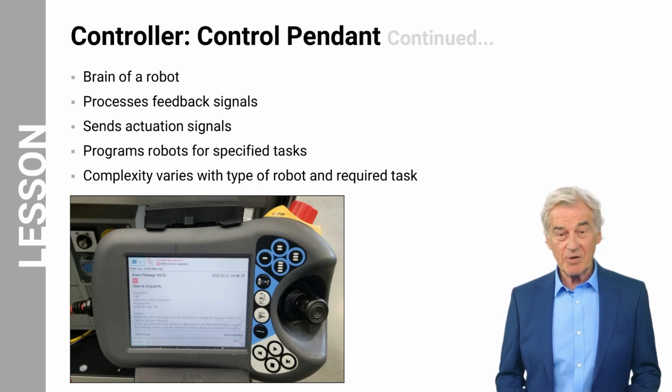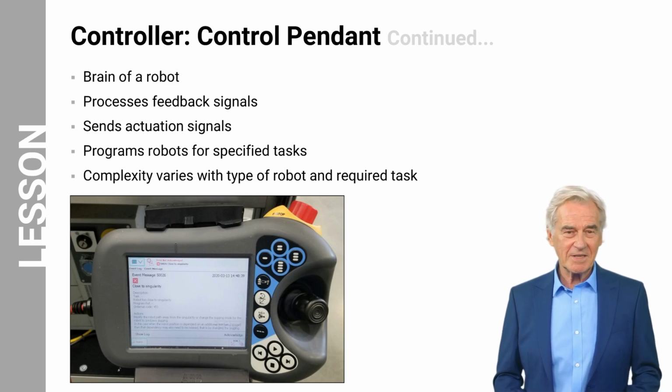For example, if the robot needs to move from point A to point B, the controller handles all the intermediate steps. The operator might provide high-level instructions, such as going to this point, picking up a part, moving to another point, placing the part, and then going to another point to pick up a third part. The controller then translates these instructions into precise movements, ensuring the robot completes the task efficiently and safely. The complexity of the controller varies depending on the robot's type and the required tasks.